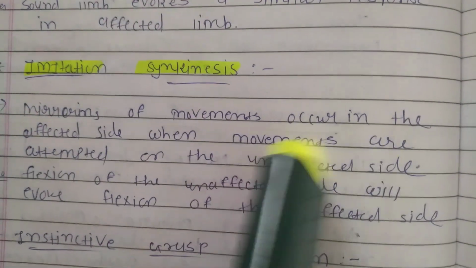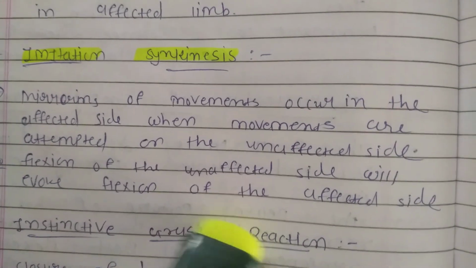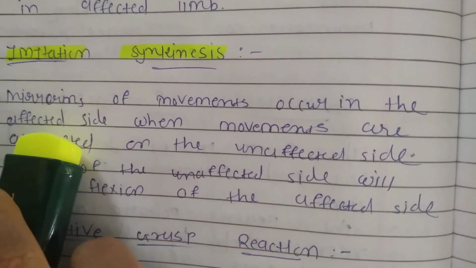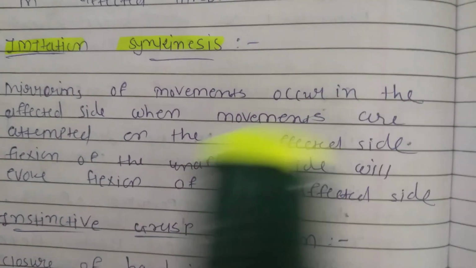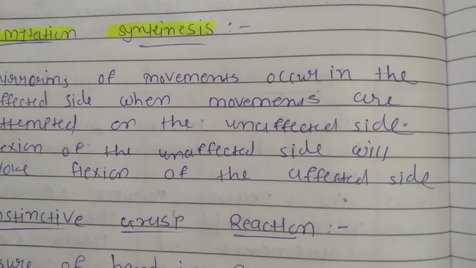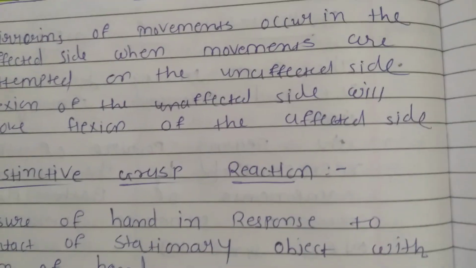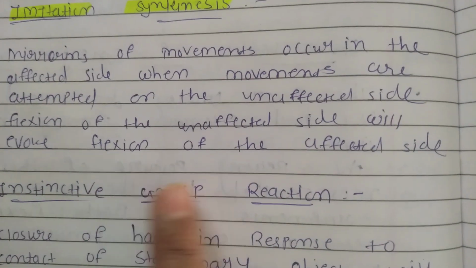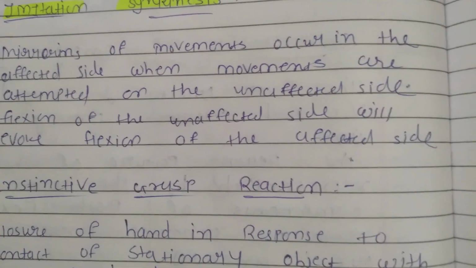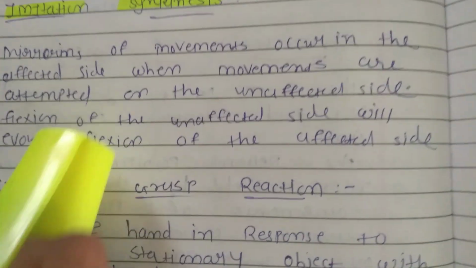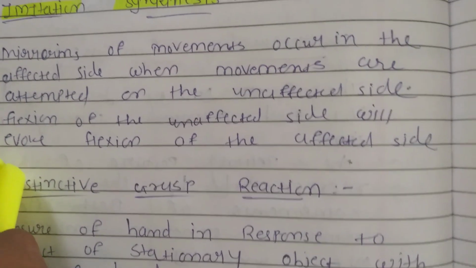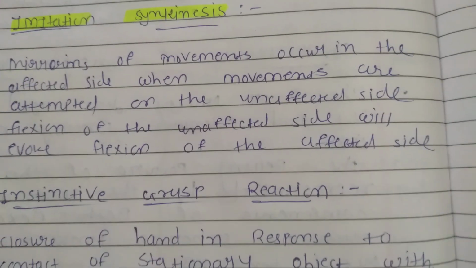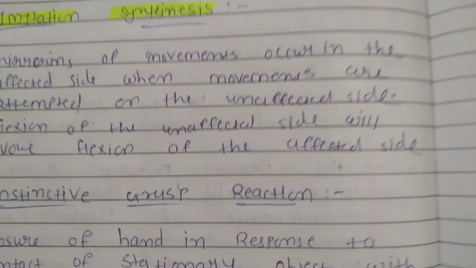Mirror movements occur in the affected side when movements are attempted on the unaffected side. An example is that flexion of the unaffected side will evoke flexion of the affected side. In this we are not using resistance. So what is imitation synkinesis?